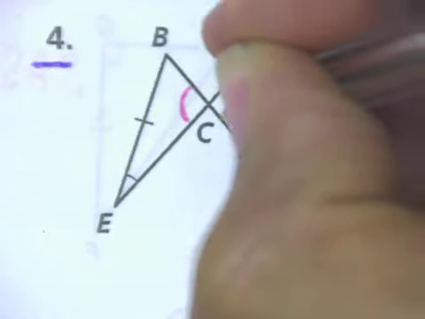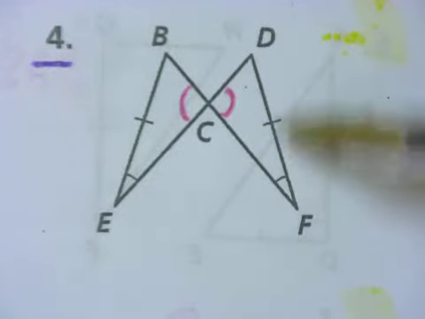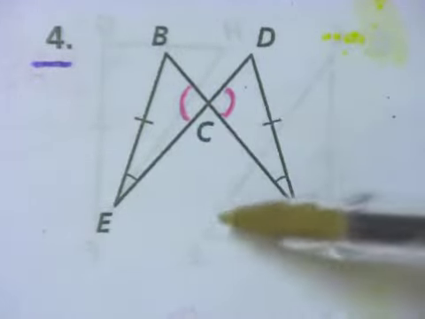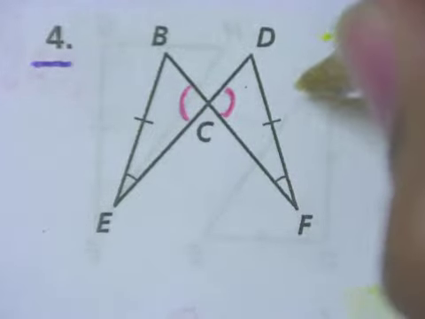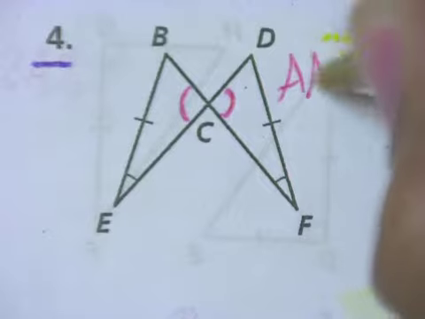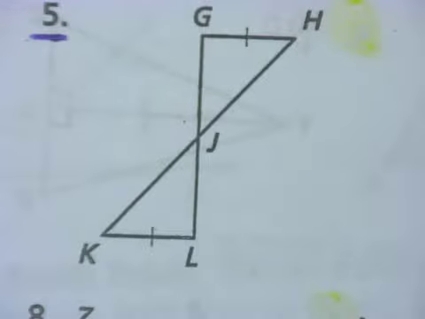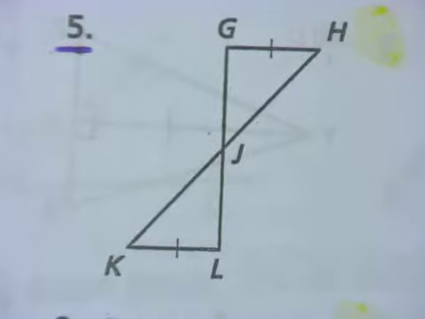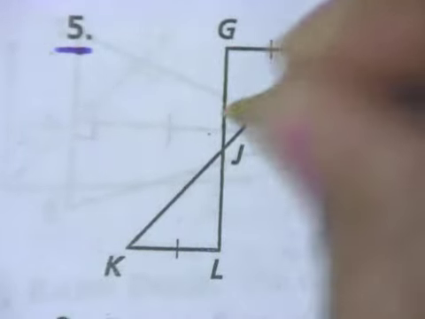Let's take a look at number 4. Again, I have matching angles, I have matching sides, and again I have vertical angles, which are congruent. So again, what I have is angle, angle, side, or side, angle, angle. So again, these two triangles are congruent using the angle, angle, side rule.